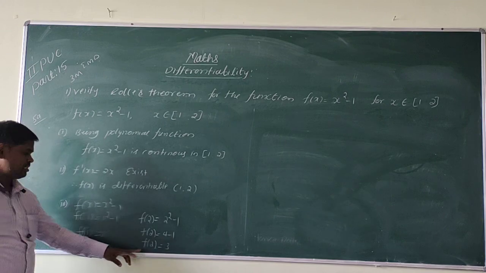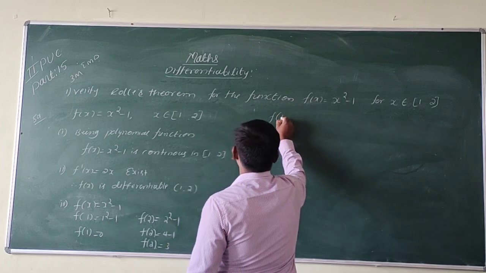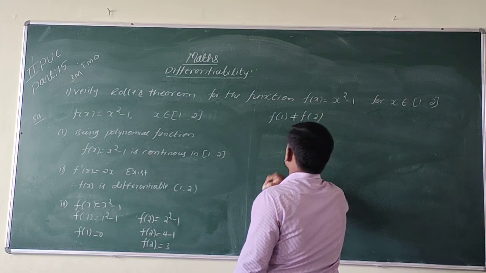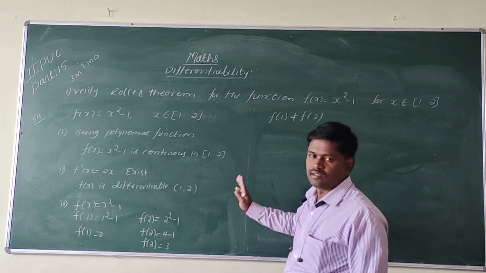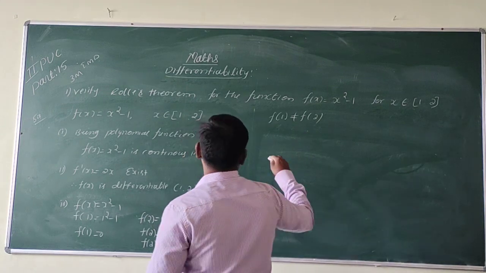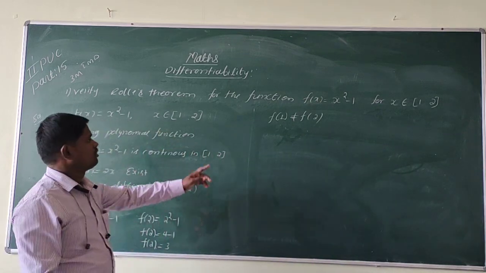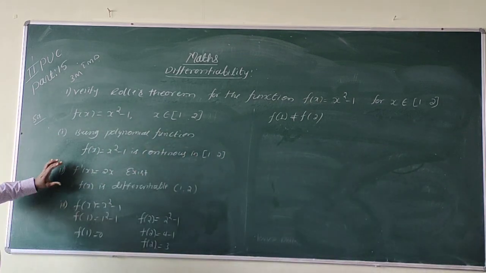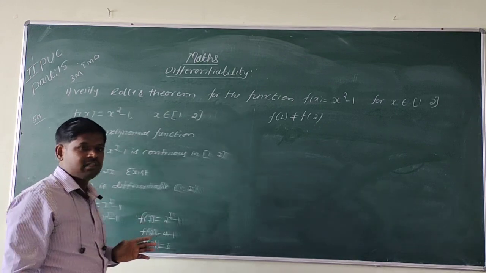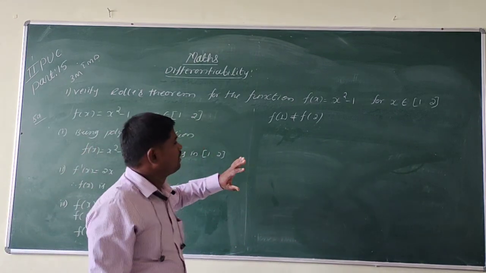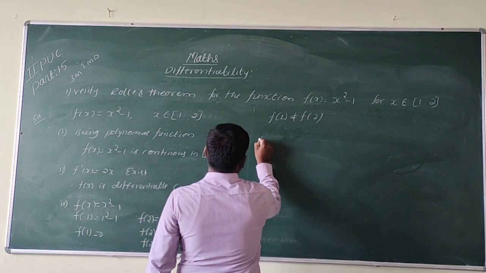See here, this is f of 1, this is f of 2. So they are not equal. So therefore, f of 1 is not equal to f of 2. Okay. So third condition is failed. So therefore, Rolle's theorem is not satisfied for this one. First condition is satisfied, second condition is also satisfied, but third condition is not satisfied. If all the conditions are satisfied, then there exists a point. But the third condition failed.